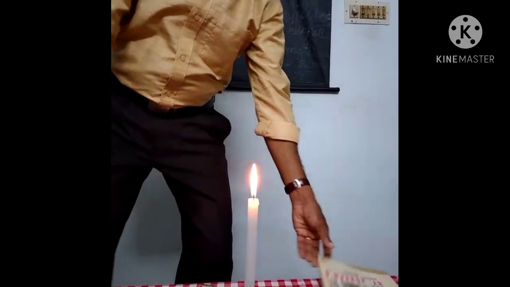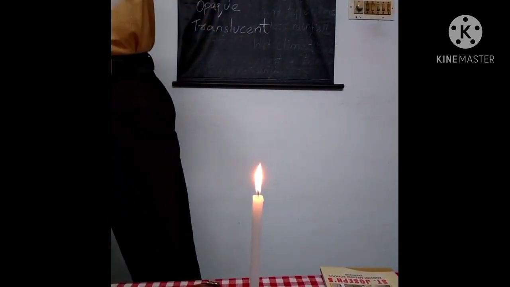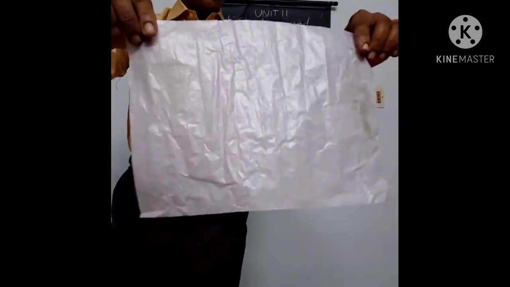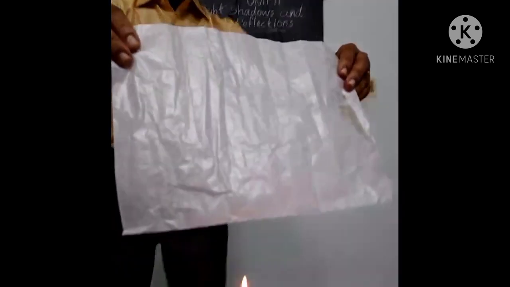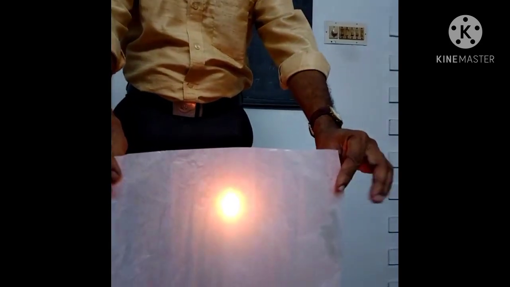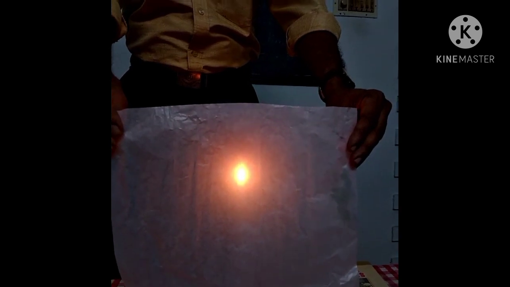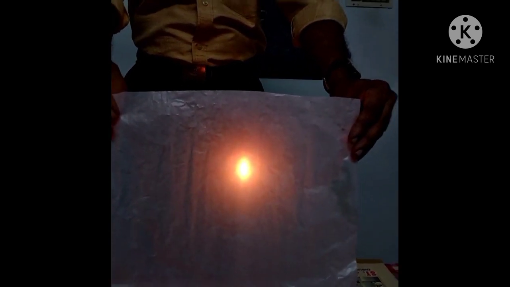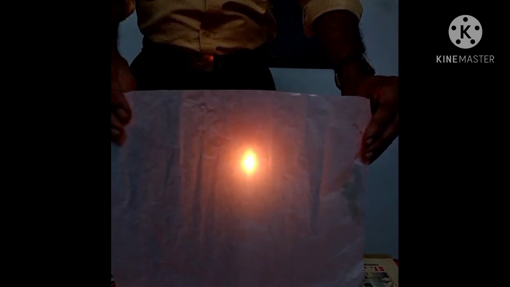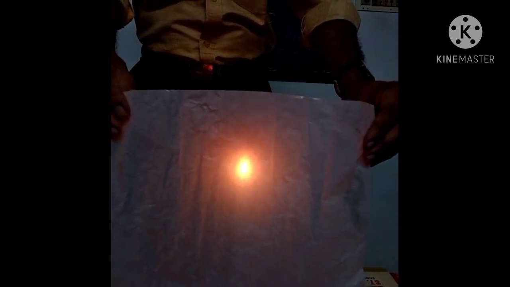Now I will show you another material. This is butter paper that we usually use in preparing cakes. Can you see this candle properly through this butter paper? Only some light is coming through this butter paper, but you are not able to see the whole candle. This kind of objects allow light to pass through them partially. That means some amount of light is coming through this object. These are called translucent objects.